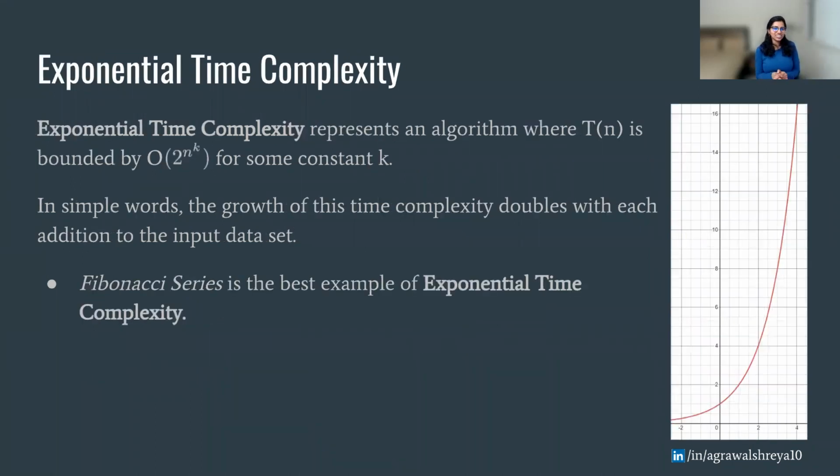Okay, the last one in the list, exponential time complexity, by far the worst one. In exponential time complexity, whenever we have n elements in a program or function to perform computations, the number of computations gets doubled with each addition to the input data set, or it grows exponentially, basically. A very good example of this is the Fibonacci series.